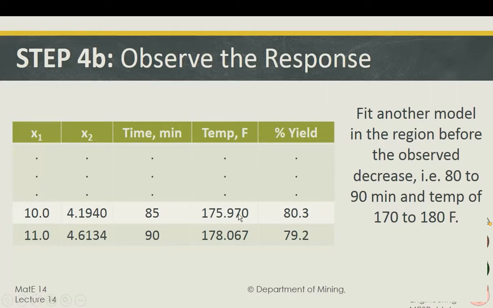When the model breaks down, we need to iterate back to step 1, wherein we need to investigate a new region. Since it's 85 and 90, we can choose a time of 80 and 90 minutes to encompass these data points. And for temperature, we can use 170 and 180 degrees Fahrenheit. So that is now our new region for investigation, where we try to create a new model.